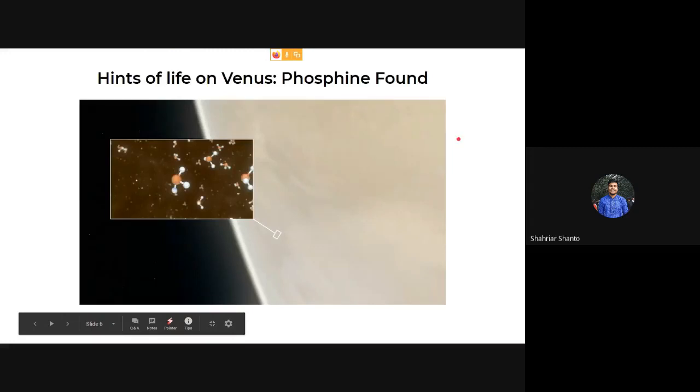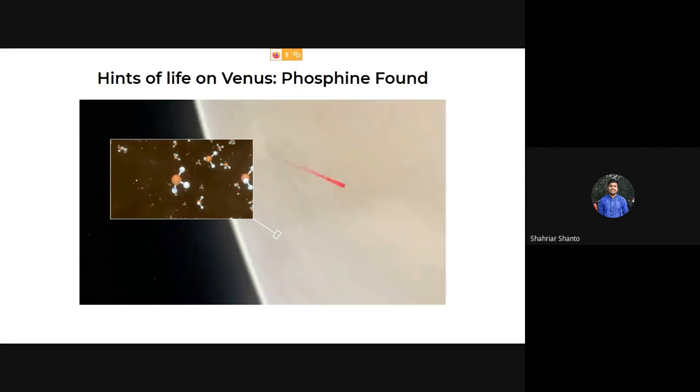And then, just this week, a discovery was made. So an international group of scientists actually found signatures of phosphine at the higher clouds of planet Venus. And they concluded that the only way phosphine can be produced there is either our understanding of chemistry is lacking, or there is microbial life on Venus.